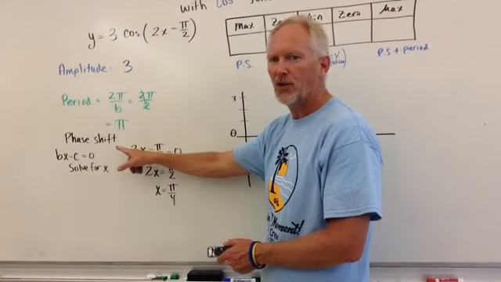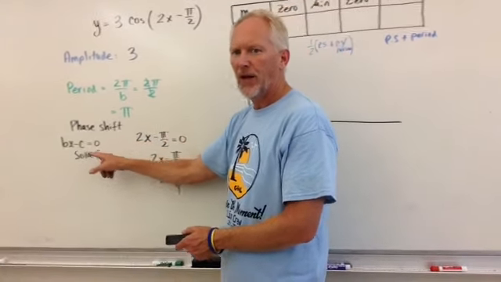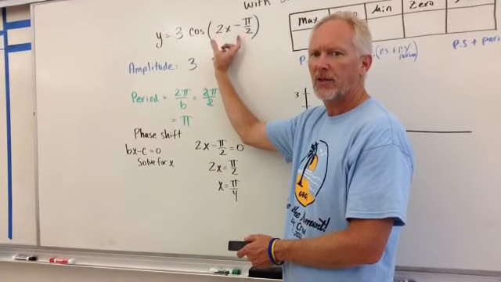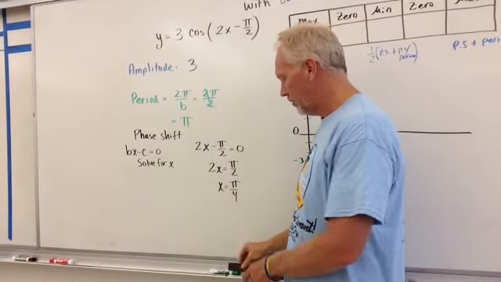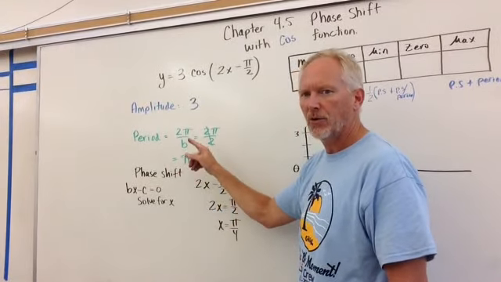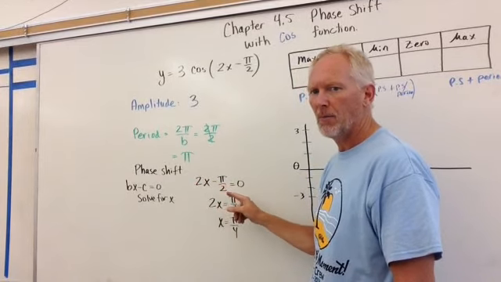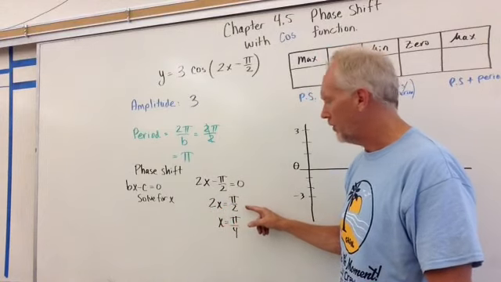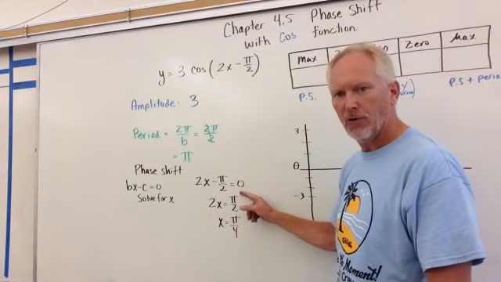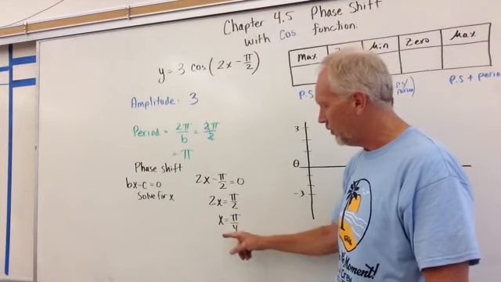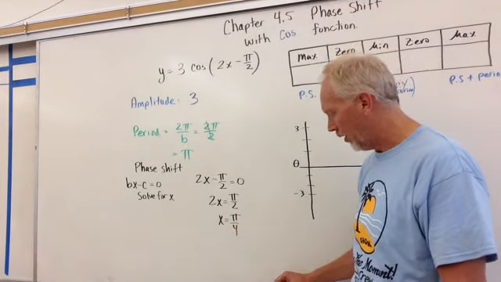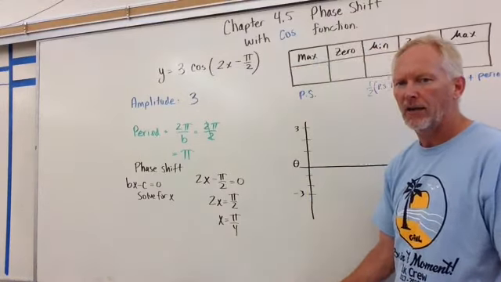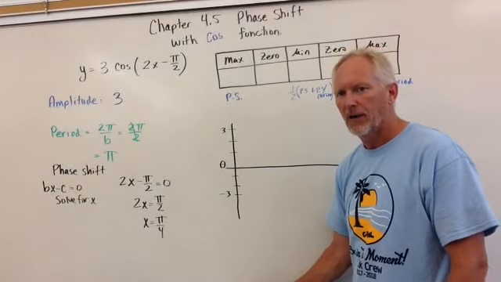Now, we come to the phase shift. Again, we can find the phase shift by taking the inner part of the parentheses and setting that equal to 0. So here we have 2x minus pi over 2 equals 0. We get 2x equals pi over 2, and we add pi over 2 to both sides, and then we divide by 2 and get x equals pi over 4. All right, so we now are ready to start looking at how to graph this thing.